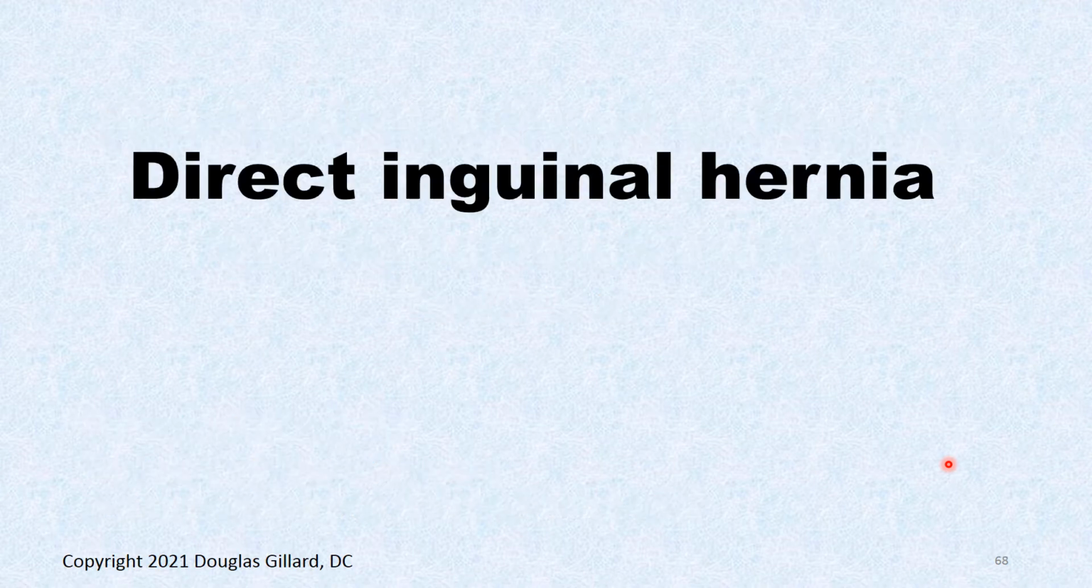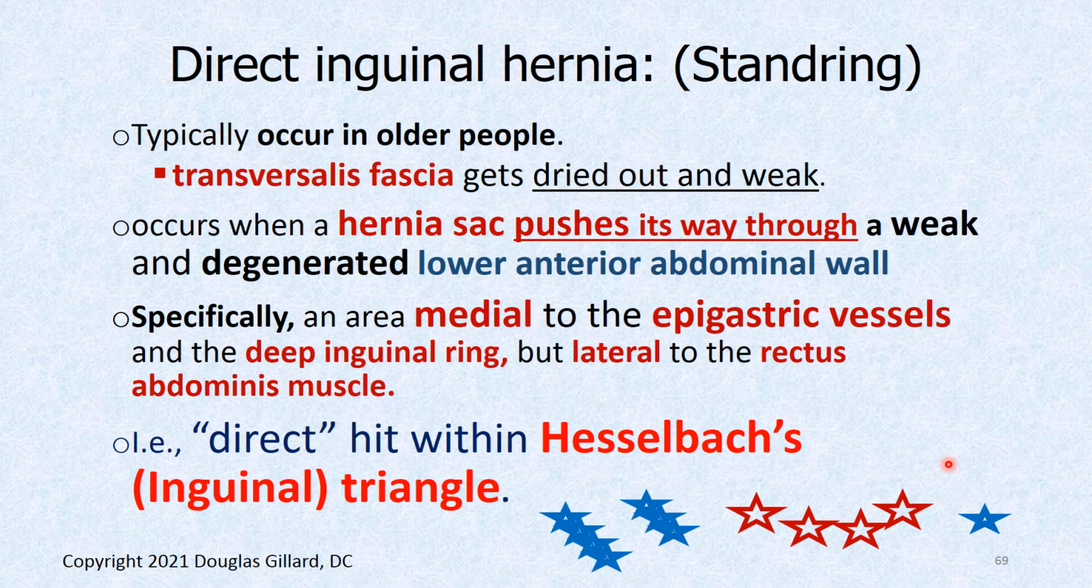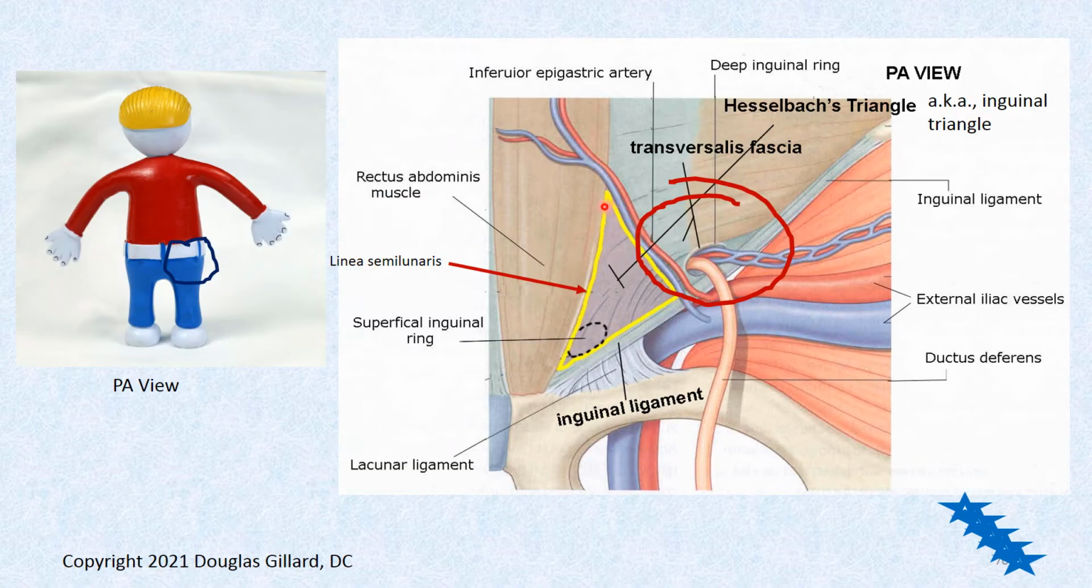We just talked about indirect inguinal hernias, so these are the direct inguinal hernias. We've talked a bit about them. These are the ones that are typically seen in older people, because fascia in general gets loose and it's just not as strong as it used to be. And the hernia will push its way through a specific place called Hesselbach's triangle. We looked at Hesselbach's triangle before, so this is a P to A view.